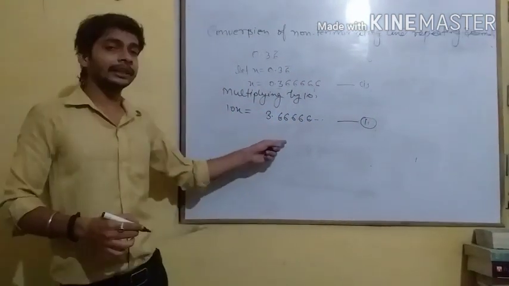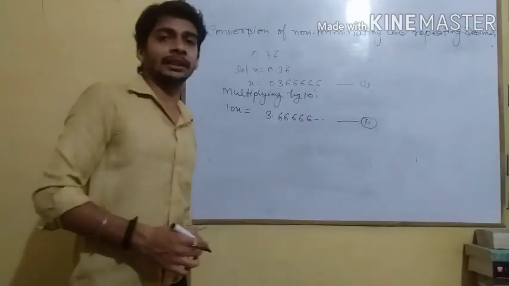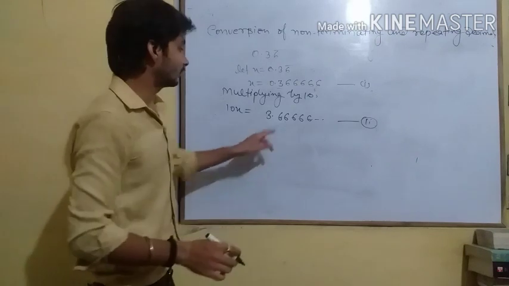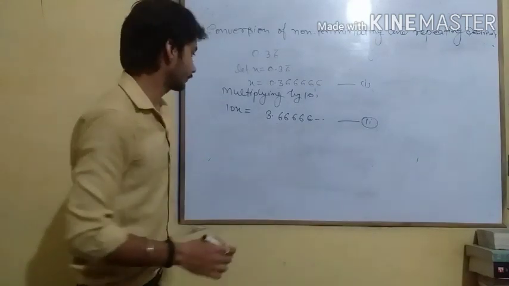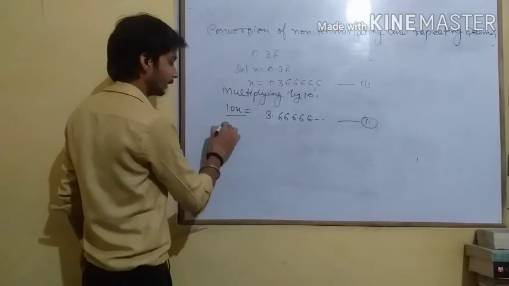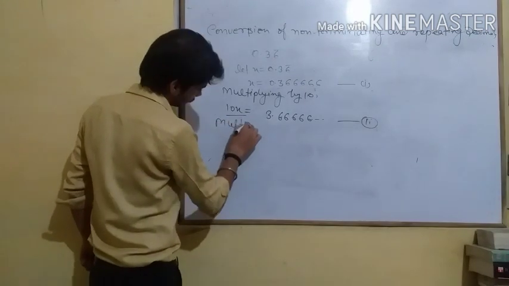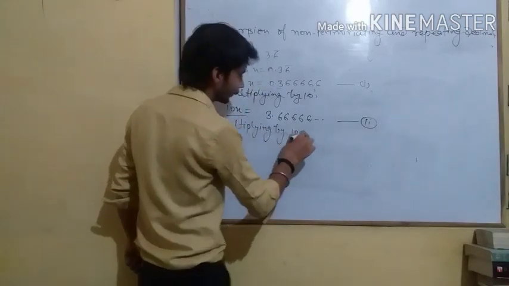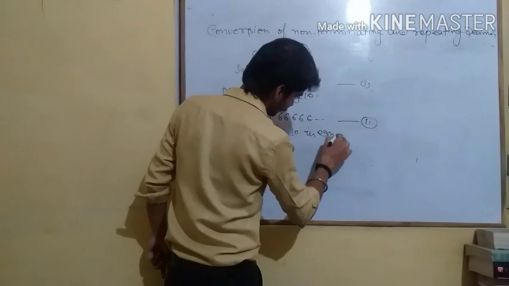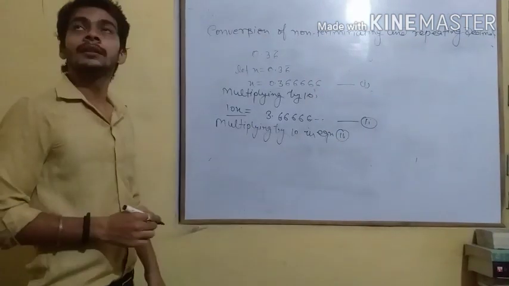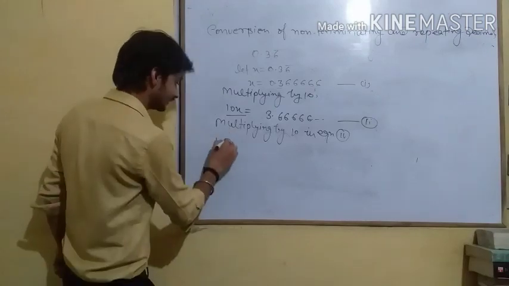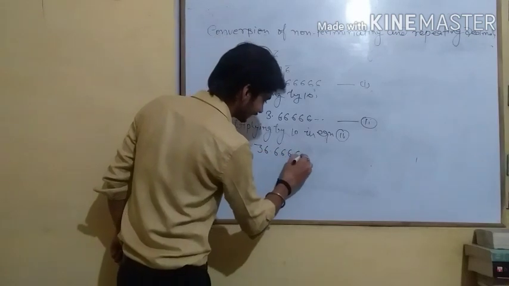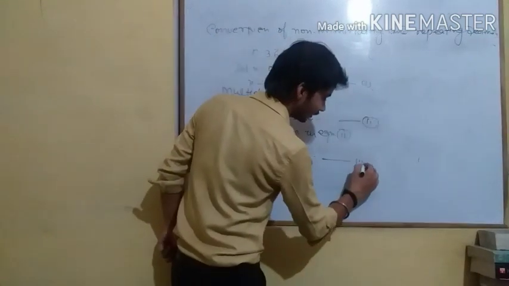Now we have the non-terminating and repeating decimals after the decimal point. Again we will multiply by 10 because there is only one digit which is repeating. Multiplying by 10 in equation number 2, we will get 100x is equal to 36.6666 and so on, in equation number 3.